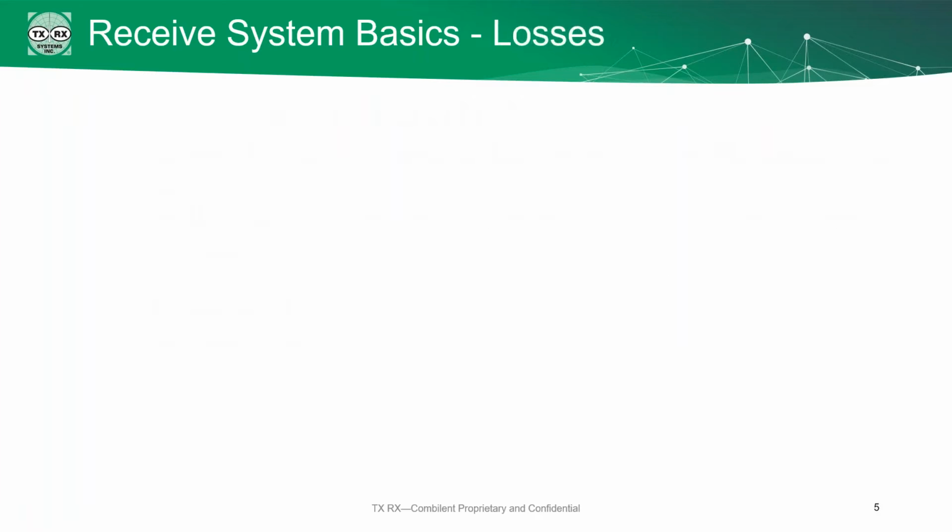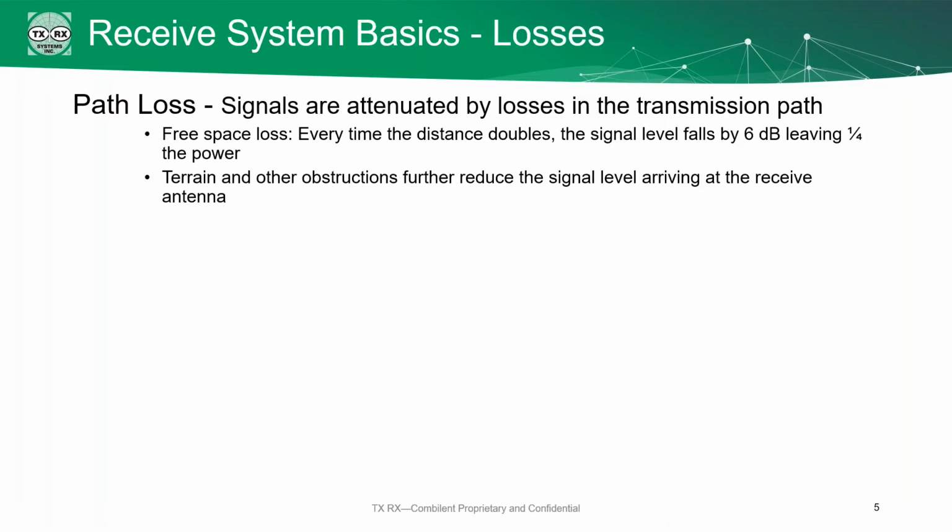Along with this other noise, we have some losses that happen in our system. The first is what's referred to as path loss. As your signals go through just free atmosphere, there's a certain reduction in signal strength. Every time the distance doubles, your signal is going to fall by about 6 dB, which is a quarter of the strength of what you originally transmitted it with. In addition to that, any sort of terrain or other obstructions can reduce the signal level arriving at the receive antenna. This means that things like mountains in the way, even heavily wooded areas, or even if you're in the middle of a city, you could have some losses due to those obstructions.